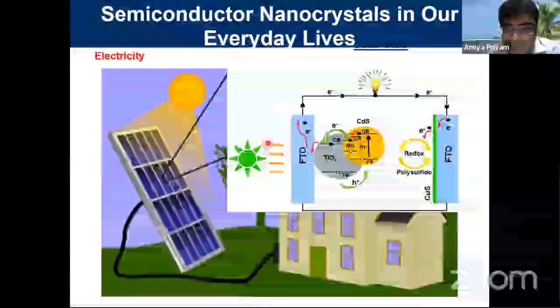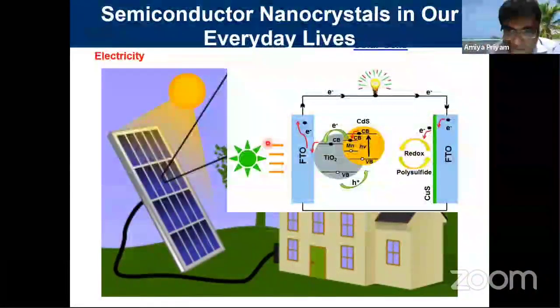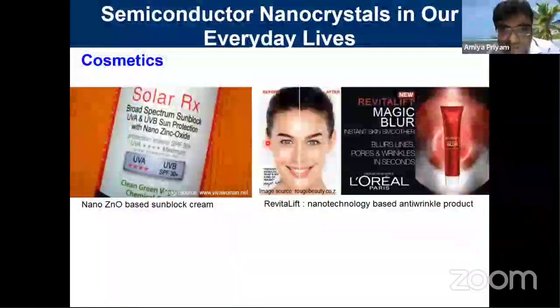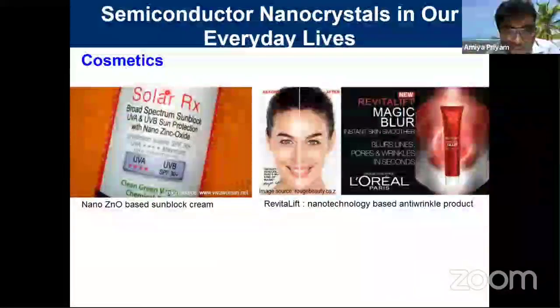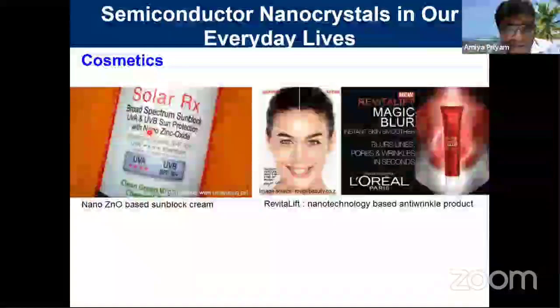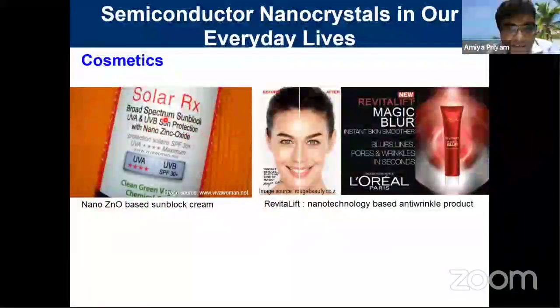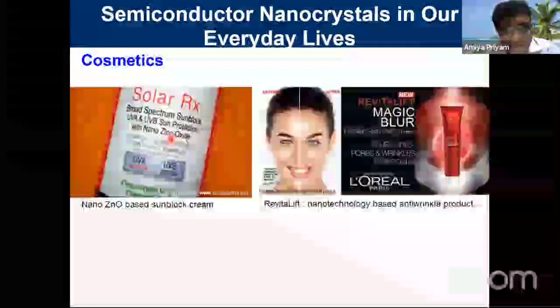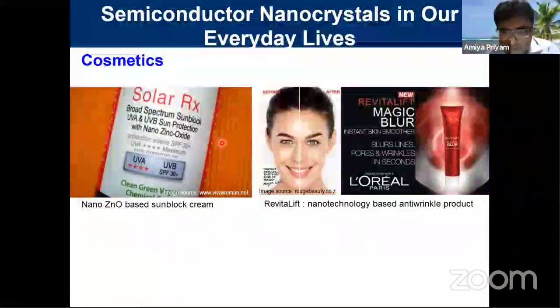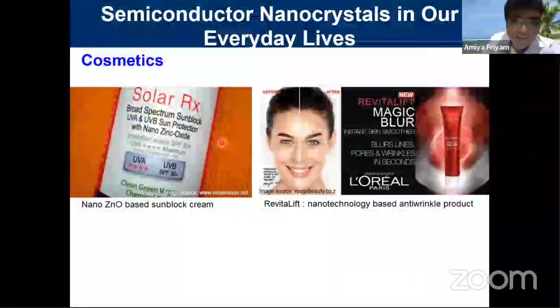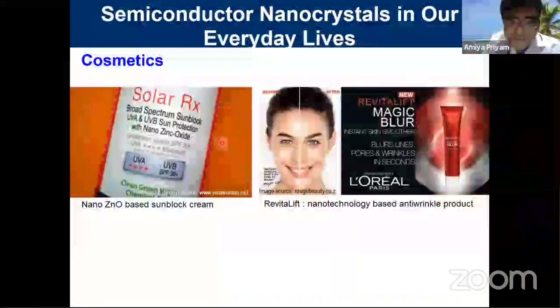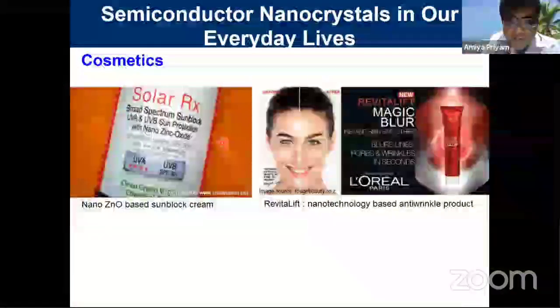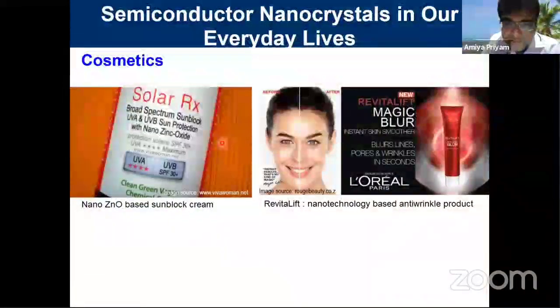What are the key properties that make them so interesting, and why they have so many applications, even in cosmetics. Look here, even zinc oxide is a semiconductor. Nano zinc oxide is being used even in cosmetics for protection from UV light. So these are very interesting things. There are also upcoming things like diagnostics and therapy. So semiconductor nanocrystals are going to be very important. They are already important, and they are going to be even more important in the times to come.